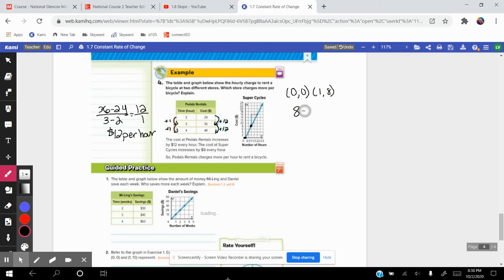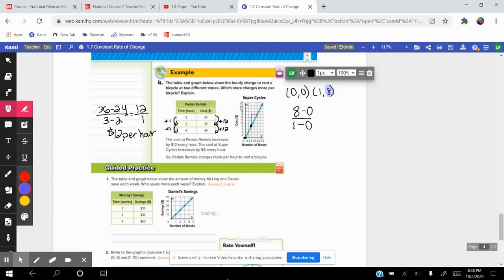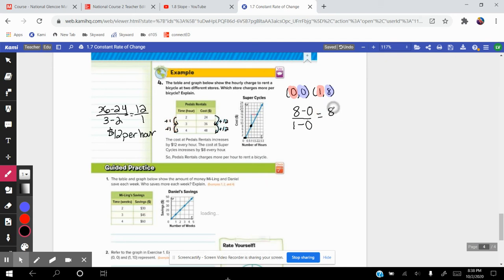I'm going to take 8 minus 1. My apologies, 8 minus 0 over 1 minus 0. So I want to take 8 minus 0 and then 1 minus 0. That simplifies to 8 divided by 1, or 8. So Supercycles charges $8 per hour to rent. So Pedal Rentals charges more per hour to rent a bicycle.